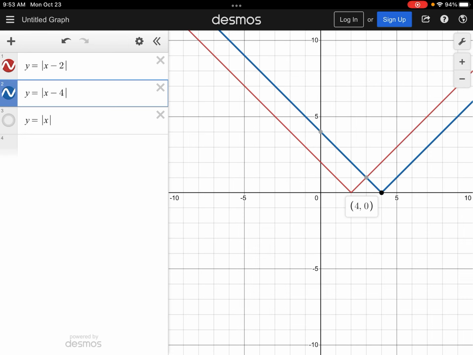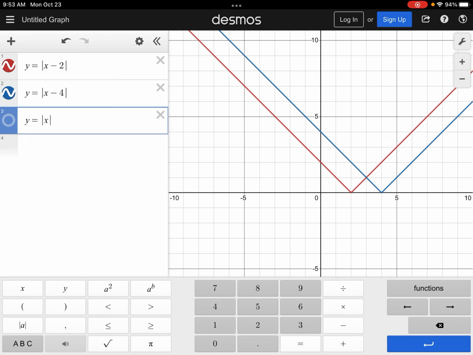So it's actually kind of opposite of what you see. If I see x minus 2, it gets shifted 2 to the right. If I see x minus 4, it gets shifted 4 to the right. We might typically think it gets shifted left because of the negative, but that would be incorrect. It actually gets shifted right that many units.